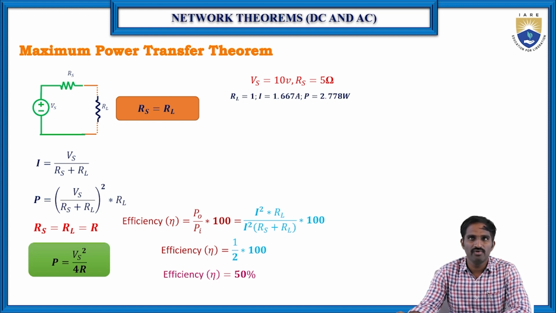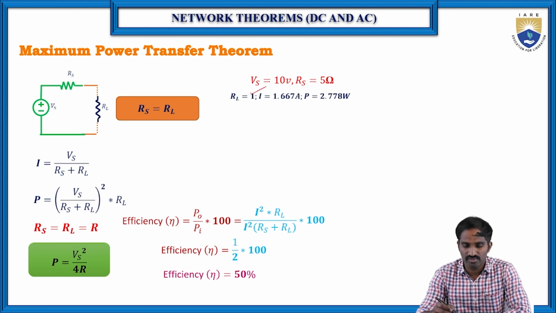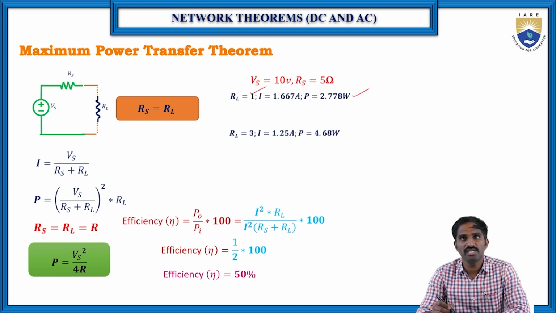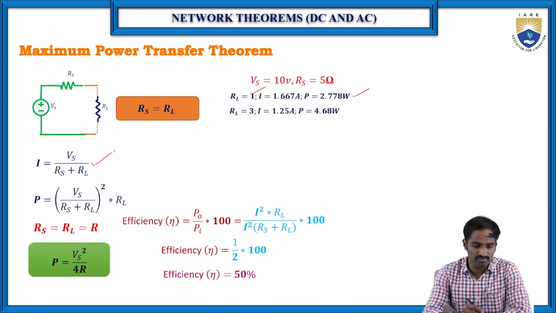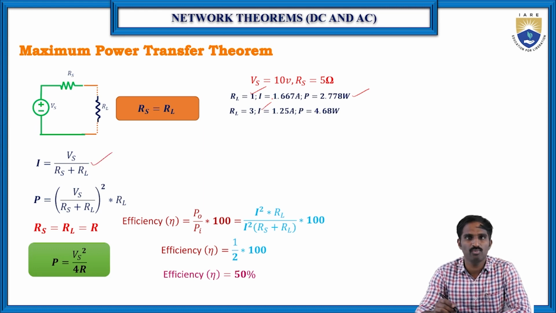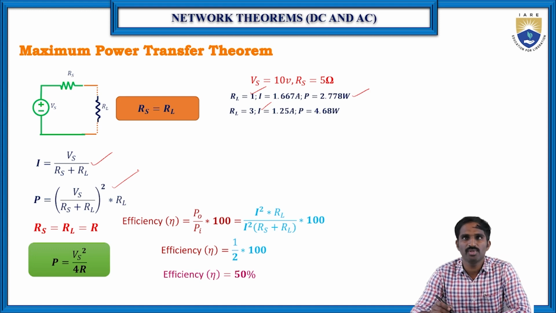So which means when you consider RL is equal to 1 ohm, the power delivered to the load resistance of 1 ohm is 2.778 watts. Then similarly, let us consider RL is equal to 3 ohms. Again, substitute in this equation, then you will get the I value, which is 1.25 amperes. Then substitute this I value in this equation, then you will get P is equal to 4.68 watts.